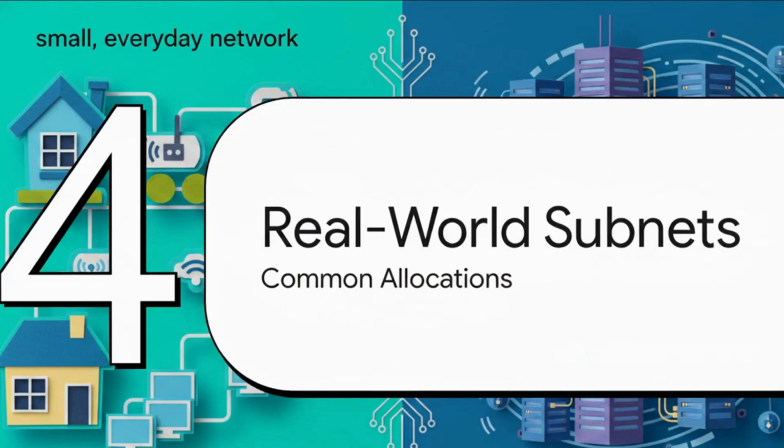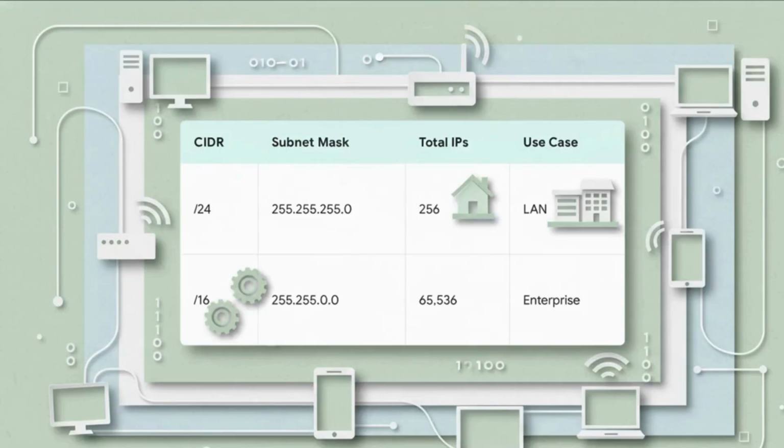Section 4, real-world subnets. Let's look at some common allocations. Let's take a standard /24 suffix. It uses a subnet mask of 255.255.255.0. Think back to that formula we just looked at. By locking 24 bits, we leave exactly 8 flexible bits. 2 to the power of 8 gives us 256 total IP addresses. This is exactly what you're going to find in standard office, home, or local area networks. It makes it absolutely perfect for your everyday LANs. Just a nice, bite-sized allocation.